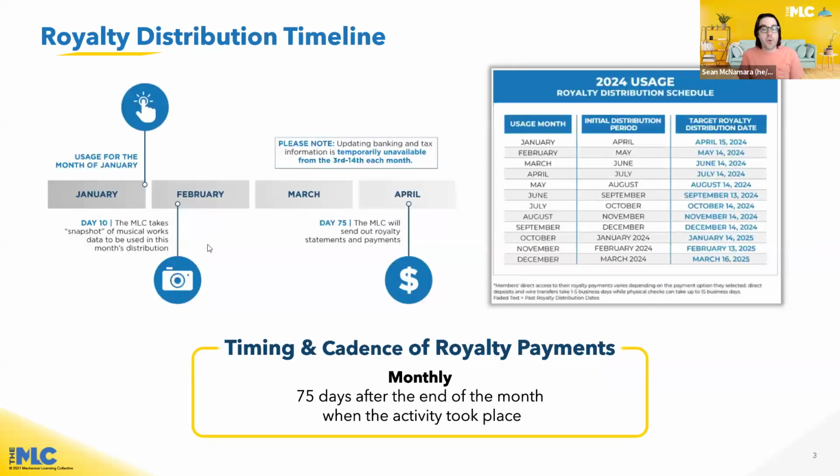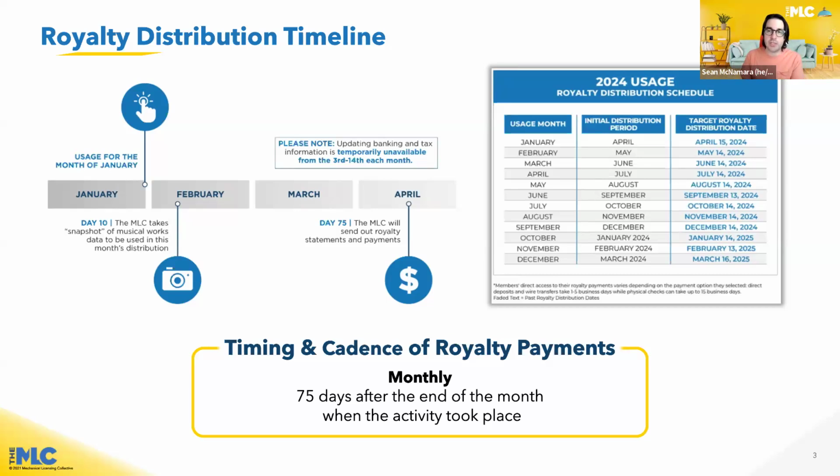All right, so before we get into how to download a royalty statement, I think it's really useful to talk about how our distributions are created, right? The important thing to note is that our distribution schedule, which is in the top right-hand corner of your screen, and I will note we have an updated version of that schedule available on our website right now, is all based on what we call our 75-day royalty distribution timeline. And to lay it out, it goes something like this.